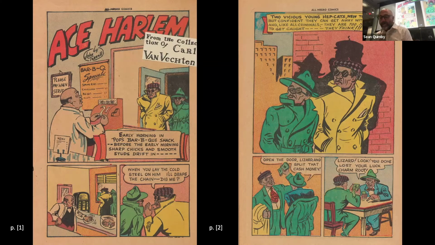Ace's name, wardrobe, and bearing evoke Dick Tracy, the wildly popular character who had first appeared in strips in 1931. In the story, Pop, who you see here at the cash register, is the proprietor of a barbecue shack that is frequented by sharp chicks and smooth studs, and he's been strangled to death by 2 zoot suit wearing criminals.